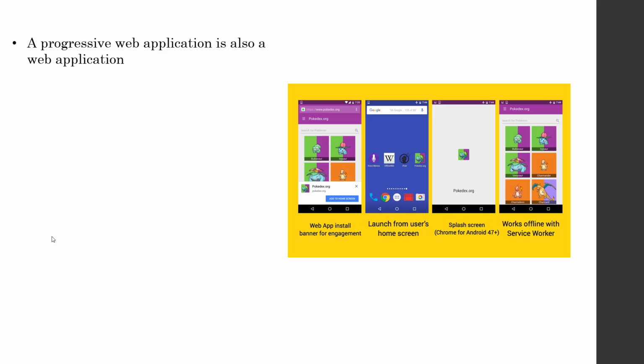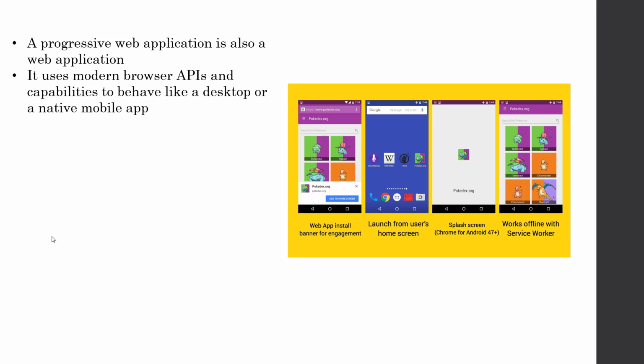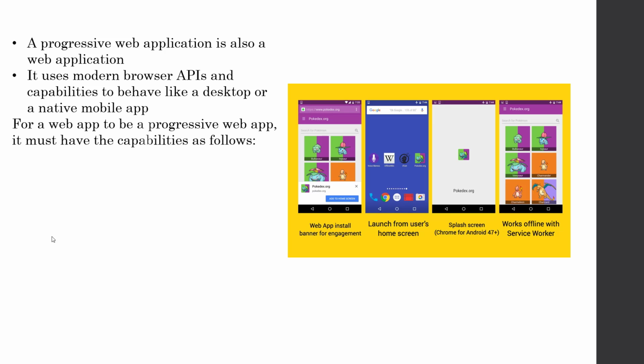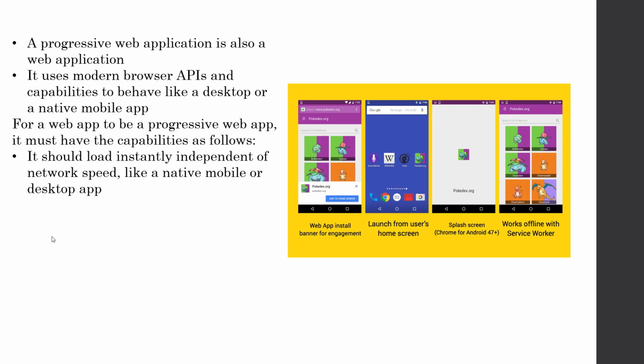So a progressive web application is also a web application. It uses modern browser APIs and capabilities to behave like a desktop or a native mobile app. For a web app to be a progressive web app, it must have the following capabilities. It should load instantly, independent of the network speed, like a native mobile or desktop app.